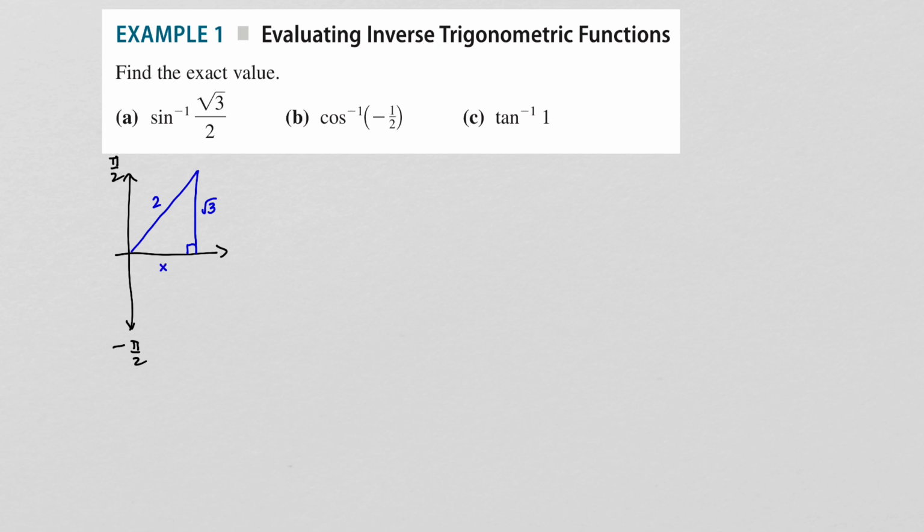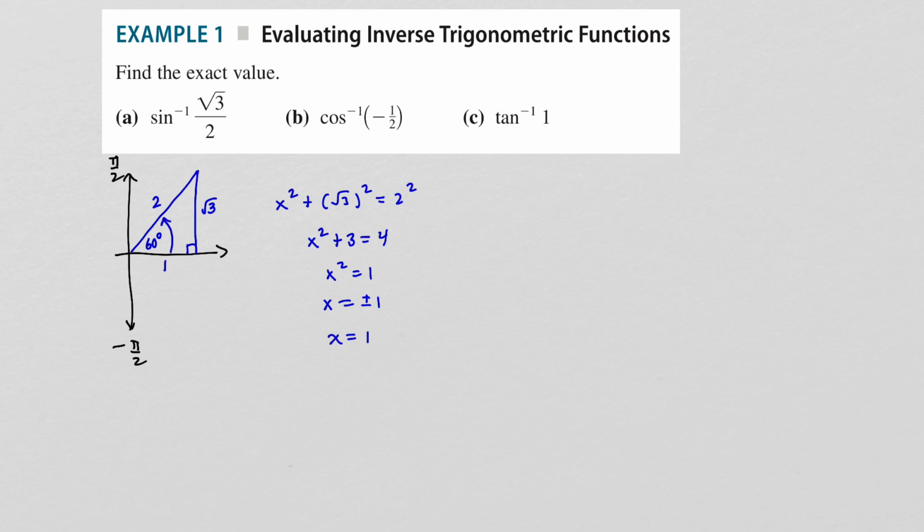So for example, if I call this x, we know x squared plus radical 3 squared is equal to 2 squared. That's x squared plus 3 equals 4, which means x squared equals 1, so x has to be positive or negative 1. But in this case, since we're in the first quadrant, we know x must be 1. Now, you can also know that x equals 1 by just understanding the relationship in this special triangle, because we should also know that this angle here is 60 degrees.